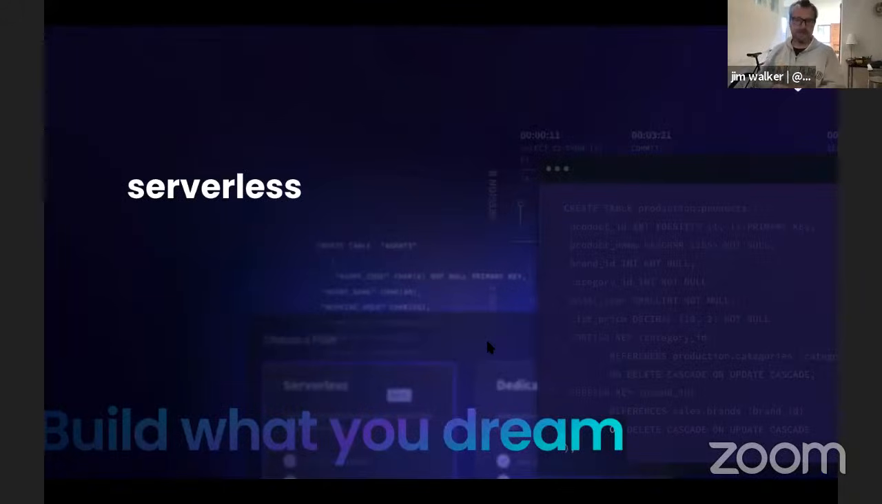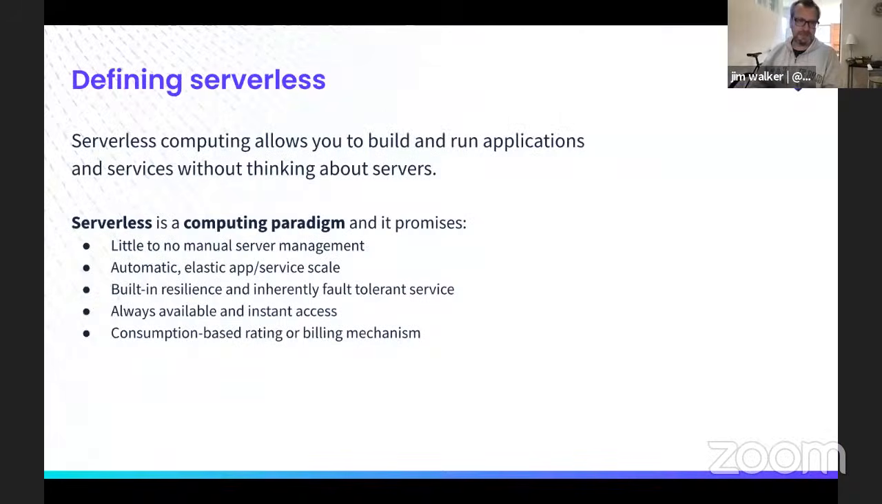So let's just start talking about serverless. Serverless as a concept really is a paradigm that allows you to build and run applications without thinking about servers. Now, I like to extend this beyond servers. I think it should be infrastructure. I think it actually should be called infrastructureless.